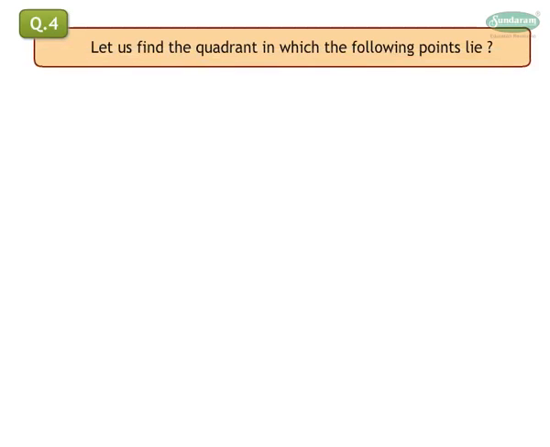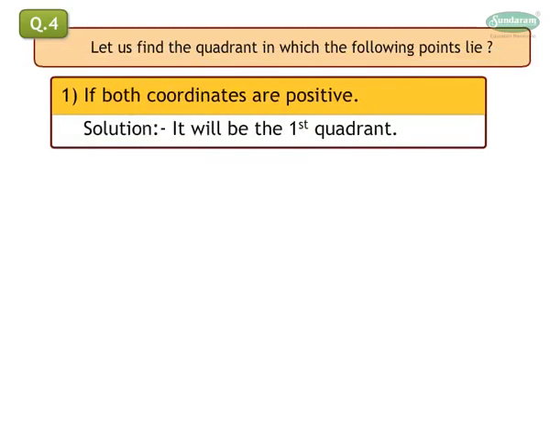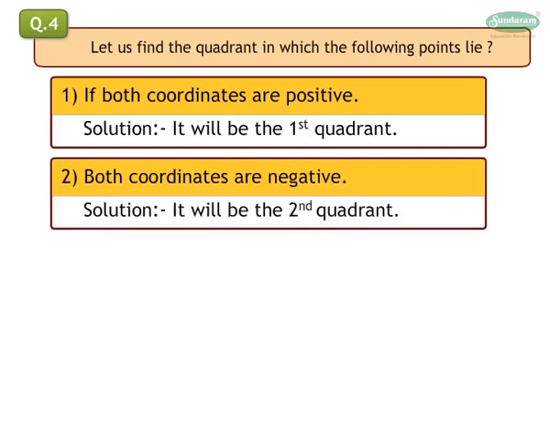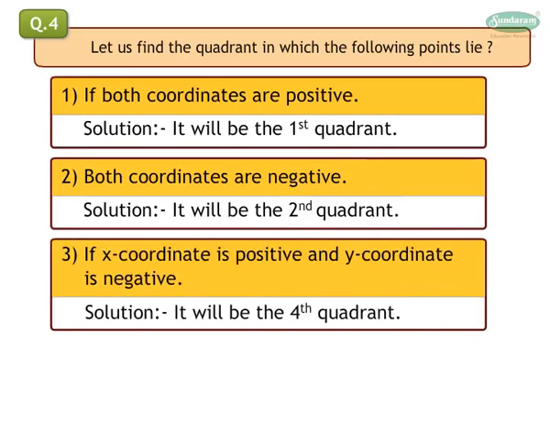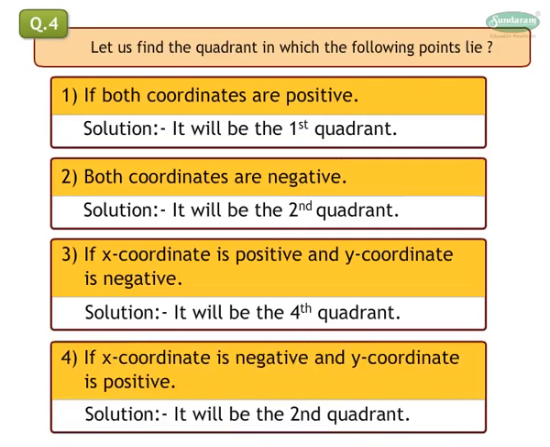Exercise 5.1. Question 4. Let us find the quadrant in which the following points lie. 1. If both coordinates are positive, it will be the first quadrant. 2. If both coordinates are negative, it will be the third quadrant. 3. If the x-coordinate is positive and the y-coordinate is negative, it will be the fourth quadrant. 4. If the x-coordinate is negative and the y-coordinate is positive, it will be in the second quadrant.